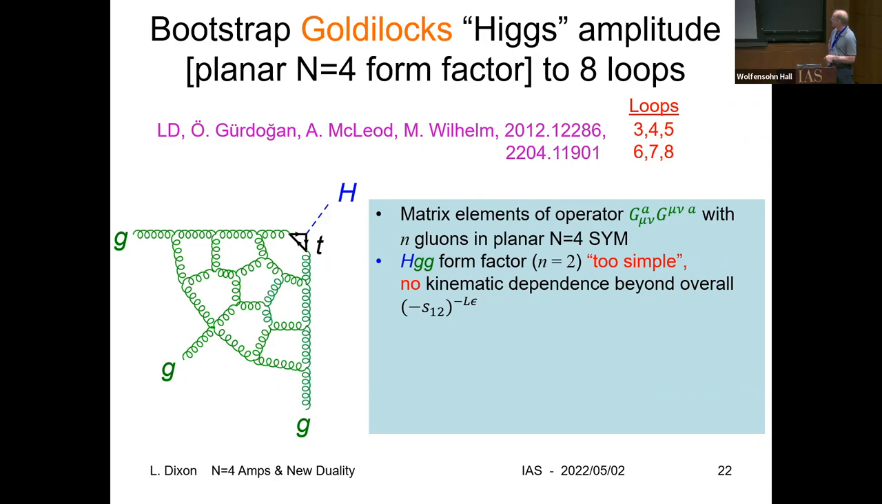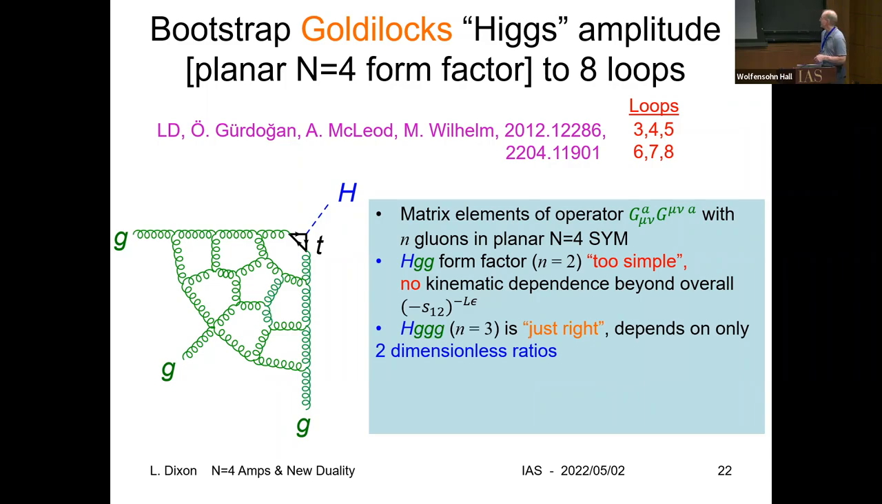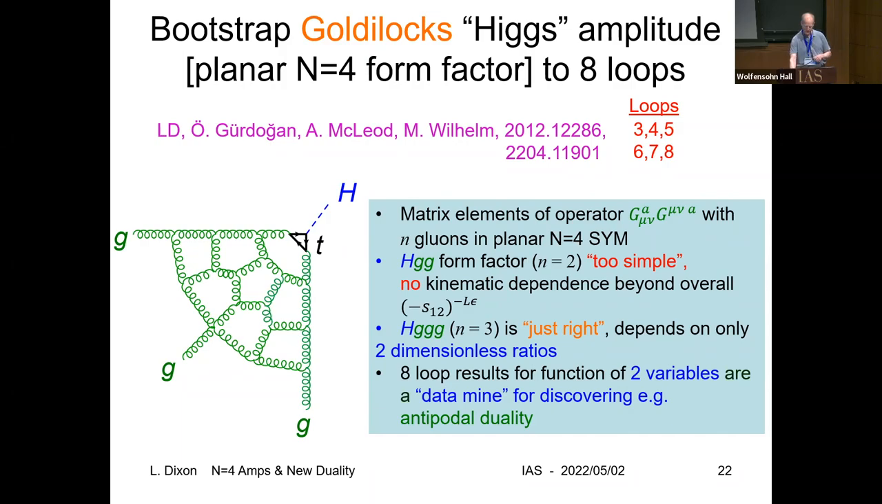In dimensional regularization, you get a slightly different dimension depending on the loop order, but everything else is just pure numbers. And the way we need to work is to find a function space that we can move around in and incorporate information from different kinematic regions. So this process is just too simple. But the one with three gluons is just right. It only depends on two dimensionless ratios, which makes it even simpler than the six gluon scattering amplitude. And having been able to go to eight loops, which we just wrote up the results of this past week, allowed us to find this earlier announced result about a duality between this amplitude and the six gluon amplitude.